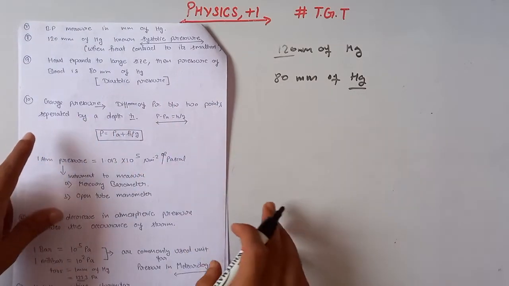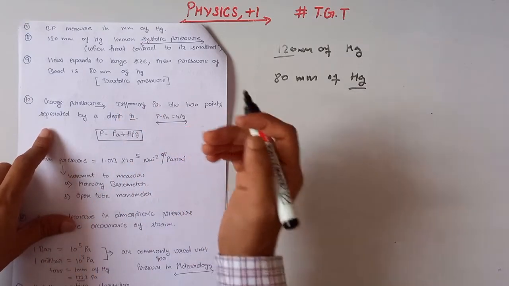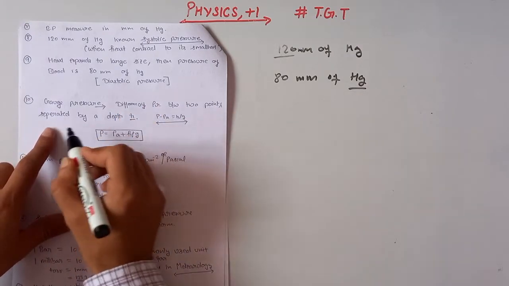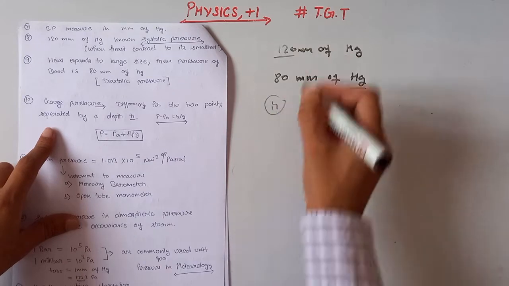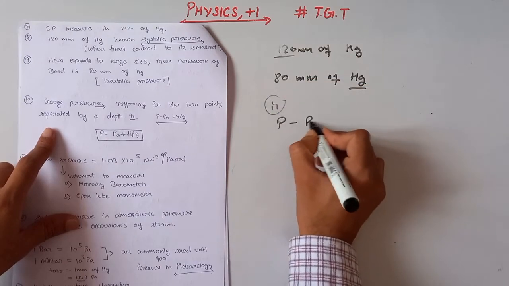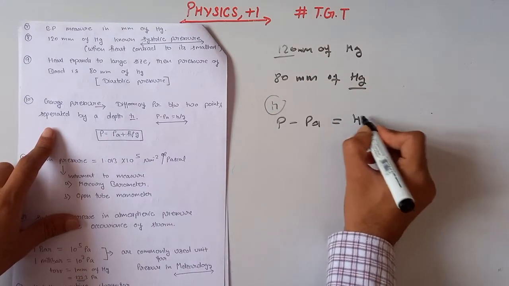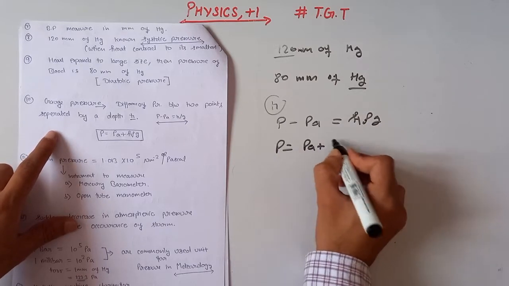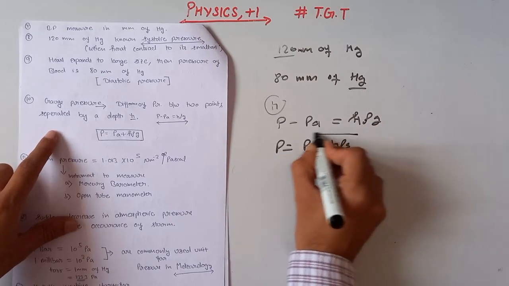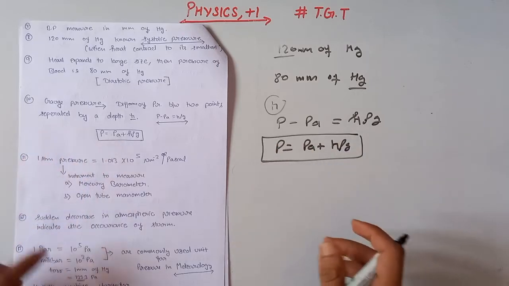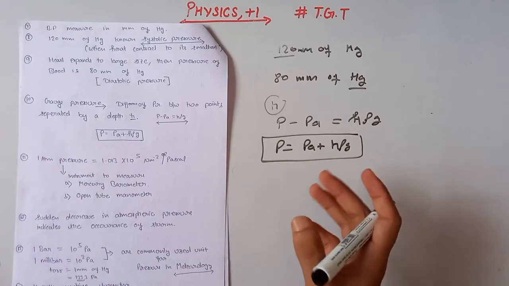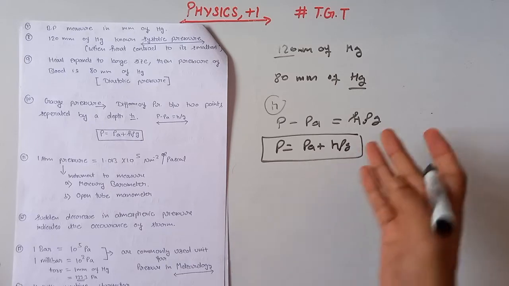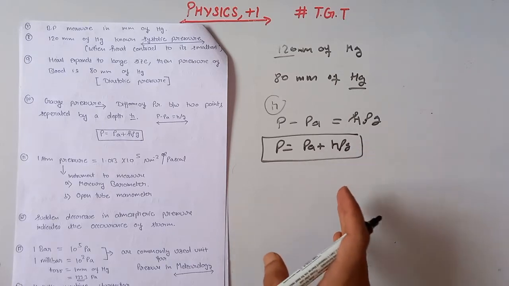What is gauge pressure? Gauge pressure is the difference between two points separated by a depth h, given by P minus PA is equal to h rho g, where P is equal to PA plus h rho g. This is also a very important formula. Later on, we will discuss important numericals on the basis of these formulas too.